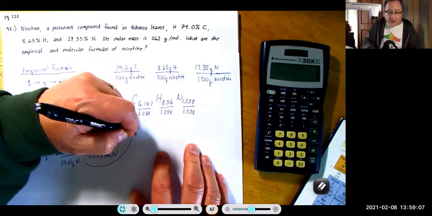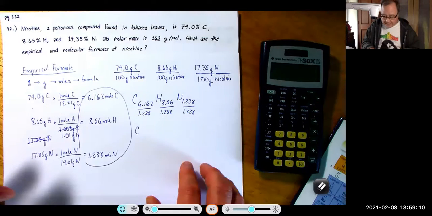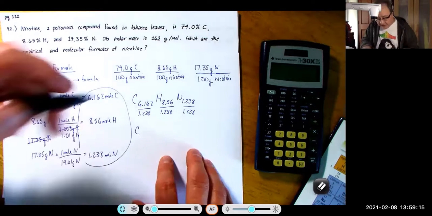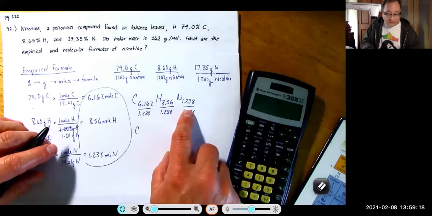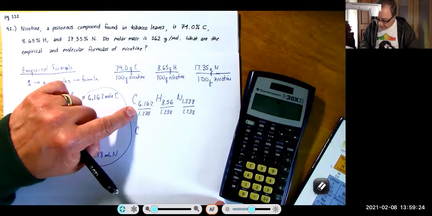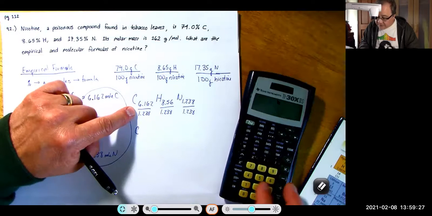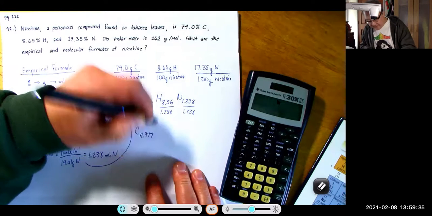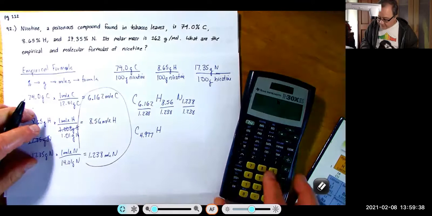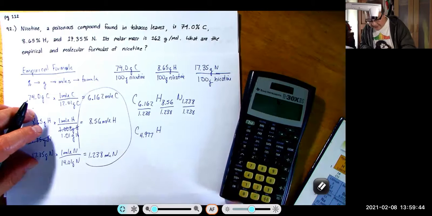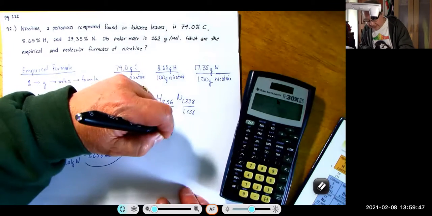So when I divide by the smallest, I am keeping the same ratio, but I'm getting a different set of numbers. Now, I think we can all see that this last number is 1. Let's see what these other numbers end up being. So 6.162 divided by 1.238, and I get 4.977. Hydrogen, I get 8.56 divided by 1.238, and I get 6.91, and I get nitrogen 1.